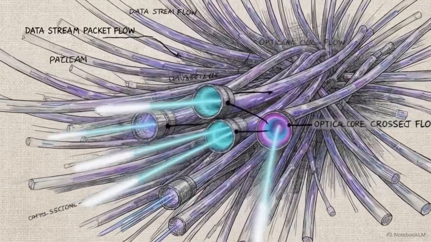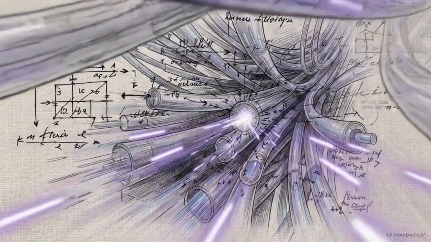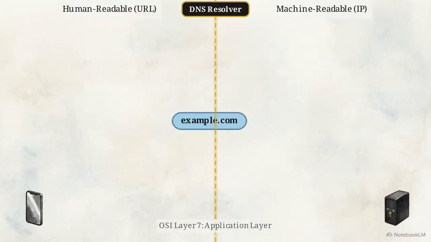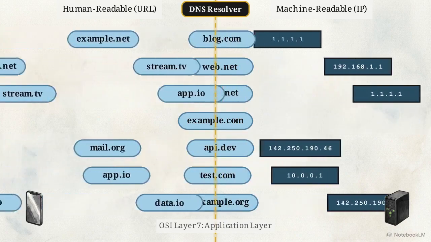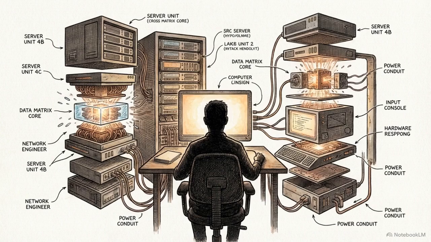This visualization represents the scale of the modern application layer. At layer 7 of the OSI model, alphanumeric identifiers are mapped to numerical network addresses billions of times a day to facilitate nearly all internet activity. Network engineers interact with this infrastructure through specific diagnostic tools.